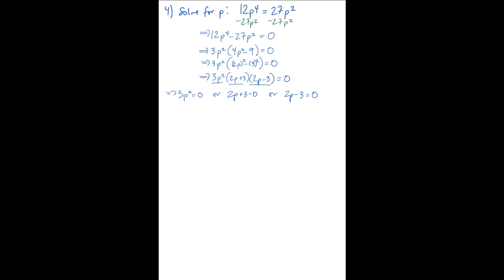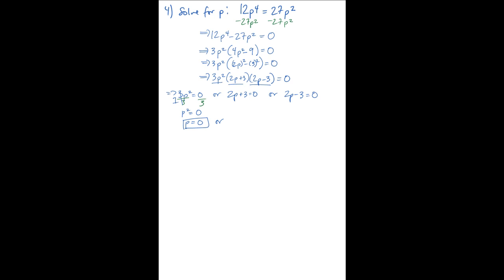And if I solve each of those, here to get p by itself, I could divide both sides by 3. Well, 0 divided by 3 is just 0. So I get 3 divided by 3 is 1. So I get 1p squared equals 0. Well, the only thing I can square to get 0 is 0.